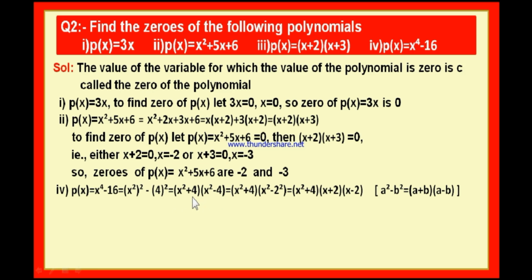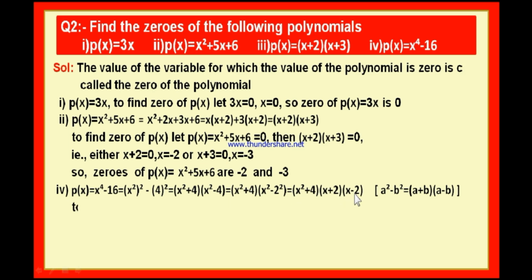You cannot divide x square plus 4 into factors. Therefore, write x square plus 4 as it is. But x square minus 4 can be written as x square minus 2 square, which is again the same formula, a square minus b square. First of all, x square plus 4 into, now a plus b into a minus b, that is x plus 2 into x minus 2. Now, these are the factors of x power 4 minus 16. We resolved x power 4 minus 16 into factors.